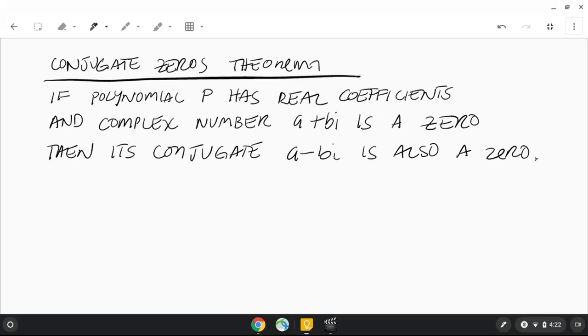Okay. So this is going to be useful when you're given a list of zeros and asked to find the original polynomial. Okay, so if they only list one of these, a plus bi or a minus bi, and oftentimes they will, you have to just be able to look at them and go, oh, well, a plus bi is a zero, so I know a minus bi is, and you need to make sure you include it on your list.